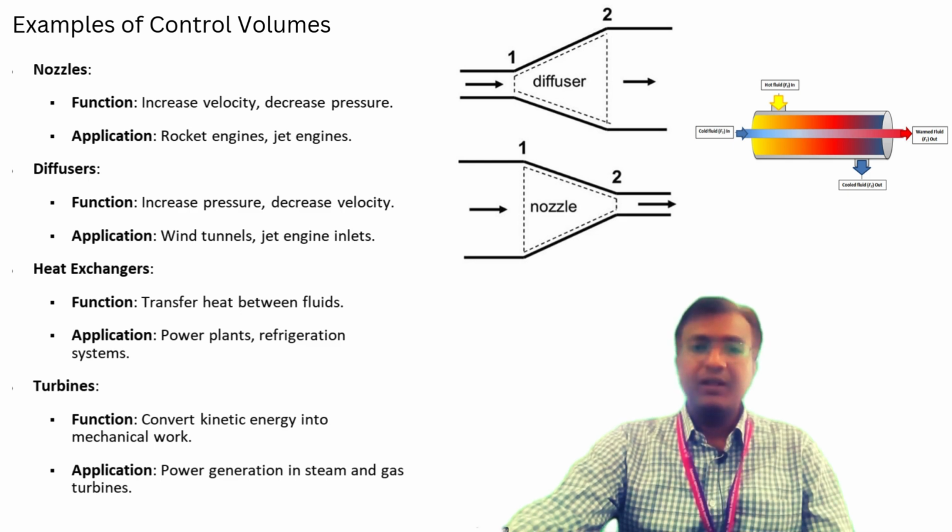processes. Now, the function of a turbine is to convert the kinetic energy into mechanical work, and these are used for power generation in steam and gas turbines. These turbines are key components in power plants, converting the kinetic energy of the fluids into mechanical work that drives the generators.